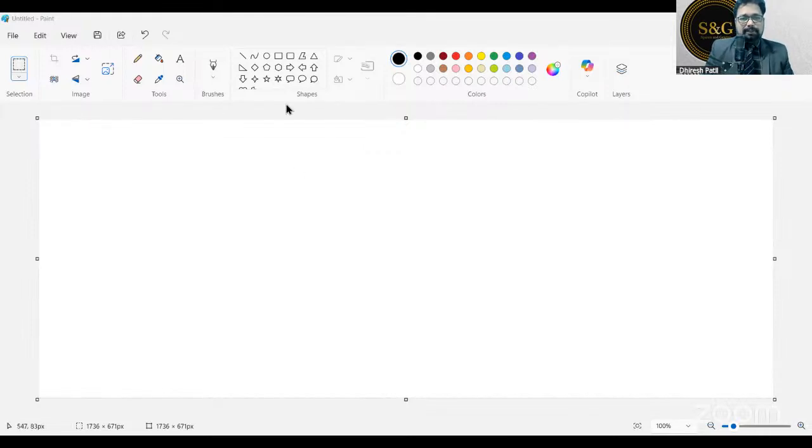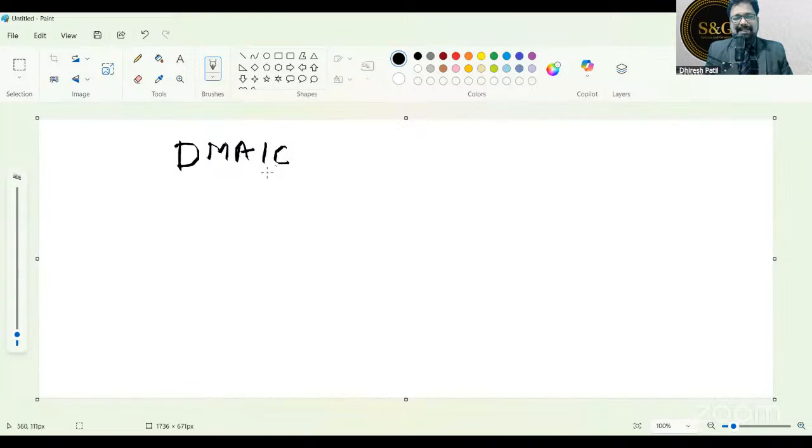Let's begin with the topic of the day, which is discrete process capability. But in this DMAIC framework, there are two phases in which we actually check the process capability. The first phase is called the measure phase, where we will check current process capability. And in the control phase, we check the improved process capability. Everybody make a note of this.